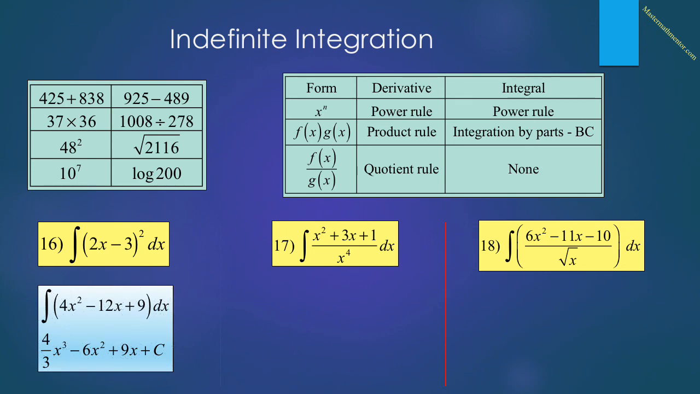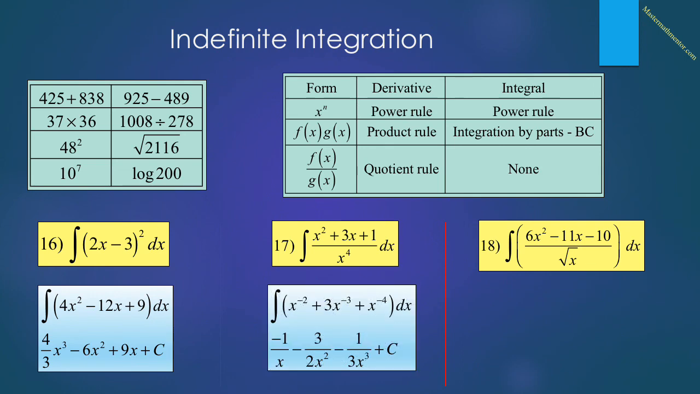Number 16 reads the integral of (2x minus 3) squared dx. As with derivatives, when we encountered something like this, at first we had to multiply the expression out because we did not know the chain rule. There is a corresponding chain rule in integration, which we will learn soon, but will not always work. So in this case, we will multiply the expression out to get the integral of 4x squared minus 12x plus 9 dx, getting 4/3 x cubed minus 6x squared plus 9x plus c.